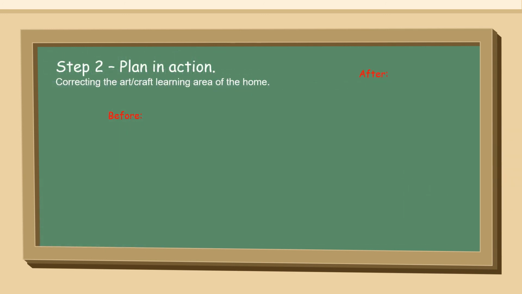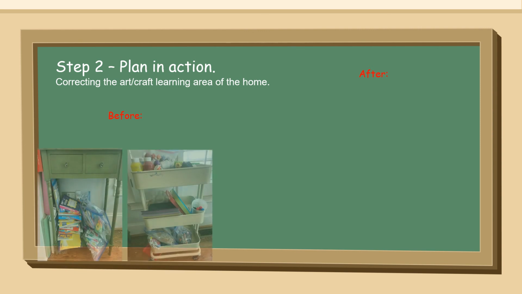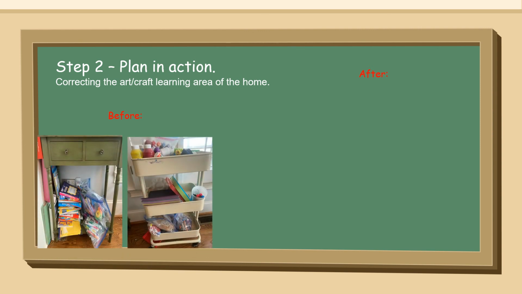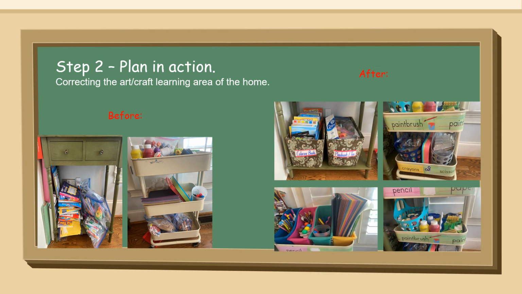Step 2, plan and action. Correcting the art and craft learning area of the home. So before, we had the coloring books, the Play-Doh, and the markers all cluttered in the learning area. In the art area, we had paint, construction paper, and all paint utensils and supplies, just all cluttered in the home. And here's the after.